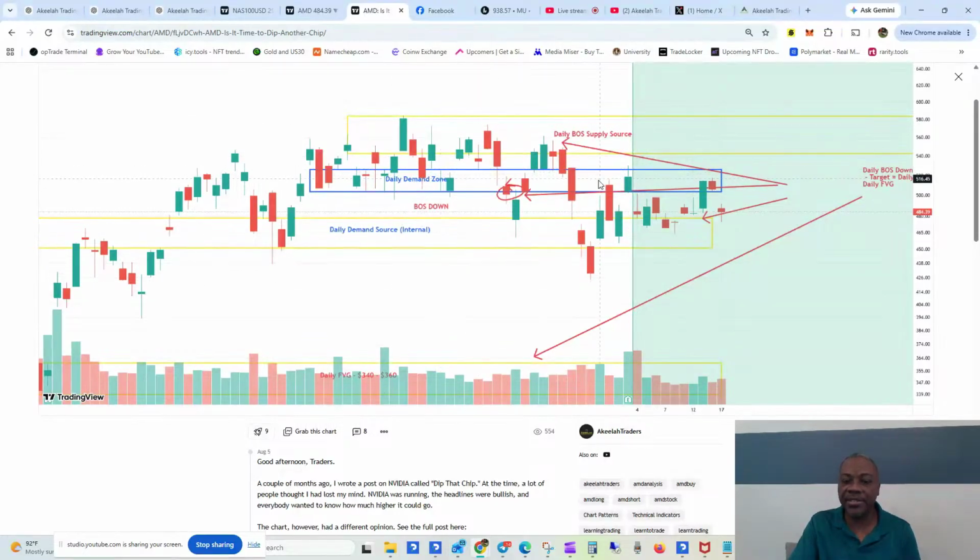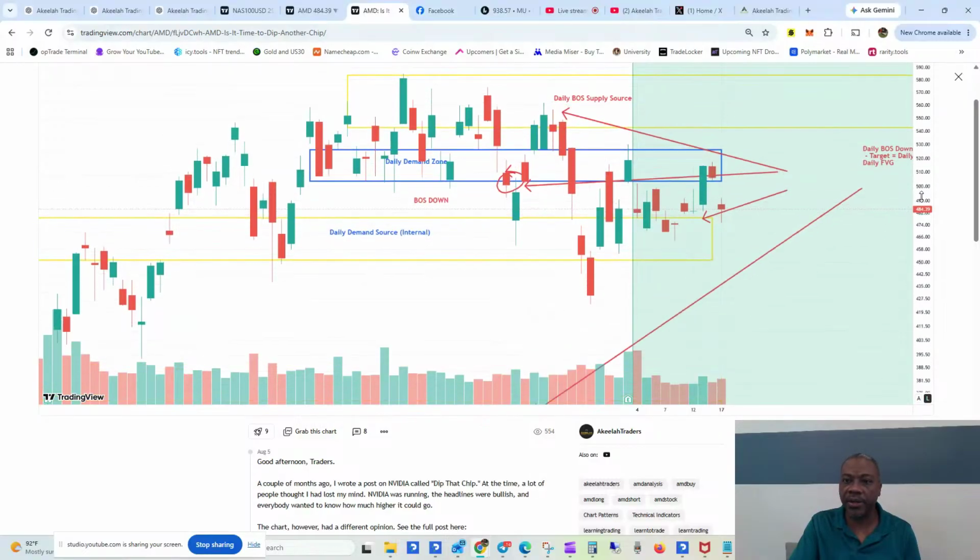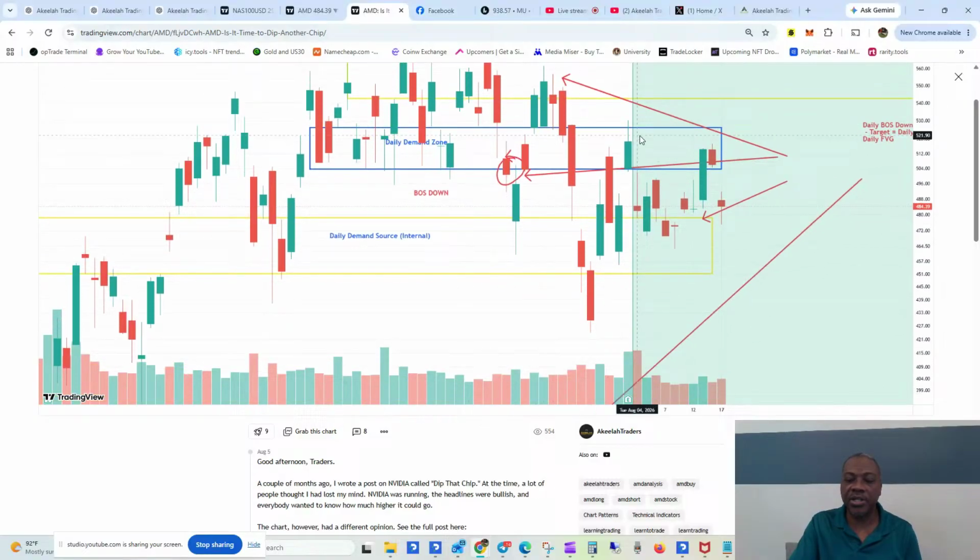But as of right now, this daily demand zone, this is similar to what we saw on Nasdaq. This daily demand zone is now turned resistance. So the resistance for AMD now is this area, somewhere between 503 to 526. As long as we fail to recover this area, you're going to see a push down in AMD. And that's what we've seen these last couple of days.